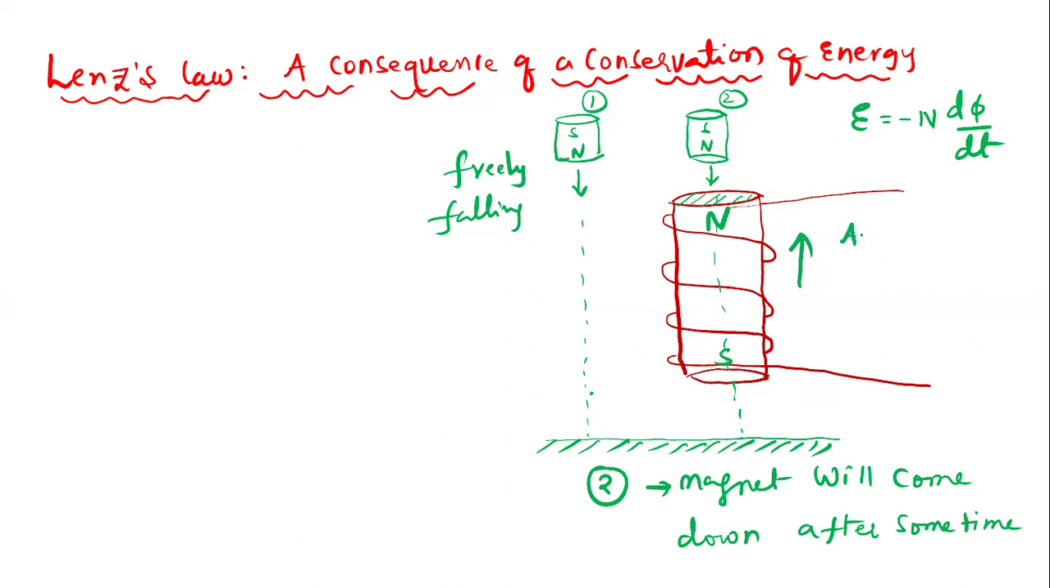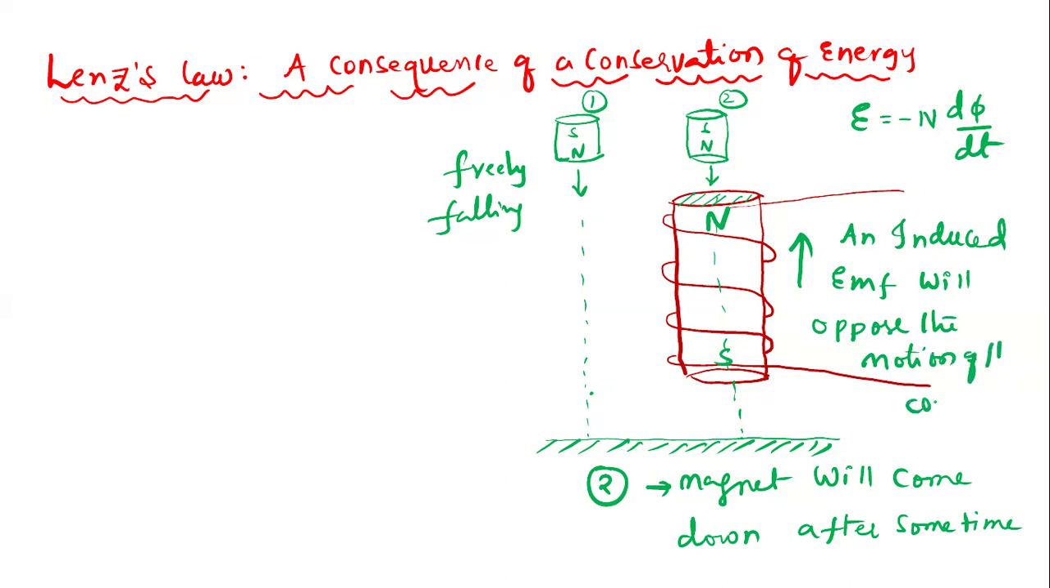Because an induced EMF, generated EMF, will generate. I told you all, induced EMF will oppose the motion of the conductor. Okay, we know that motion of the magnet. Am I correct here? Magnet, right? But our topic is consequence of conservation of energy.